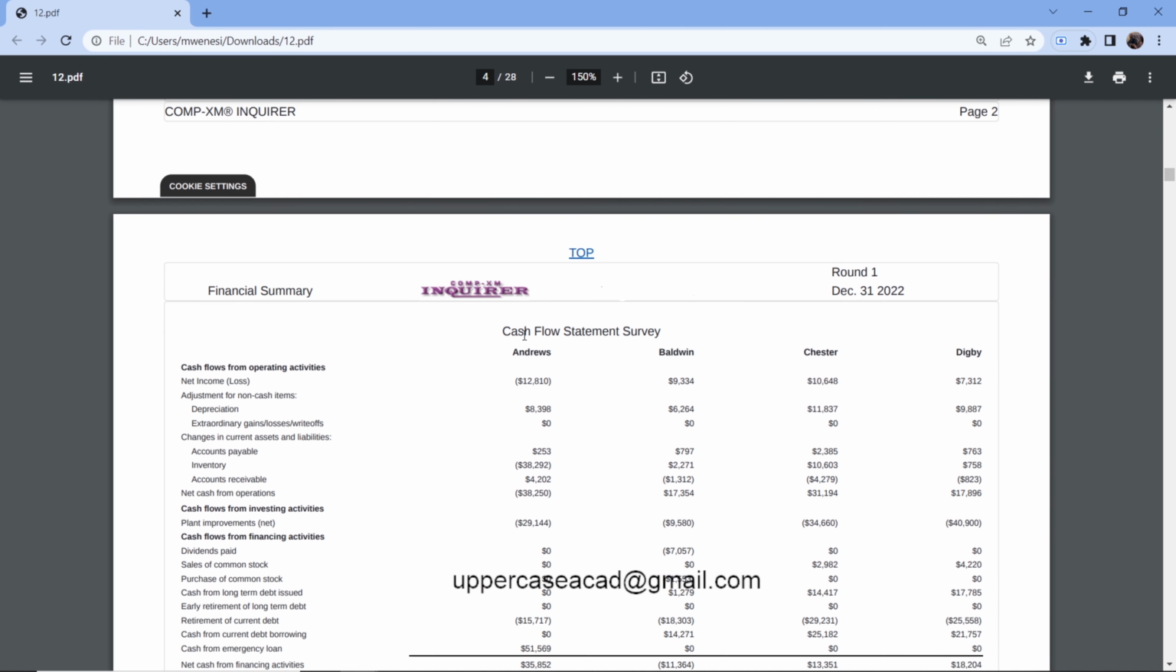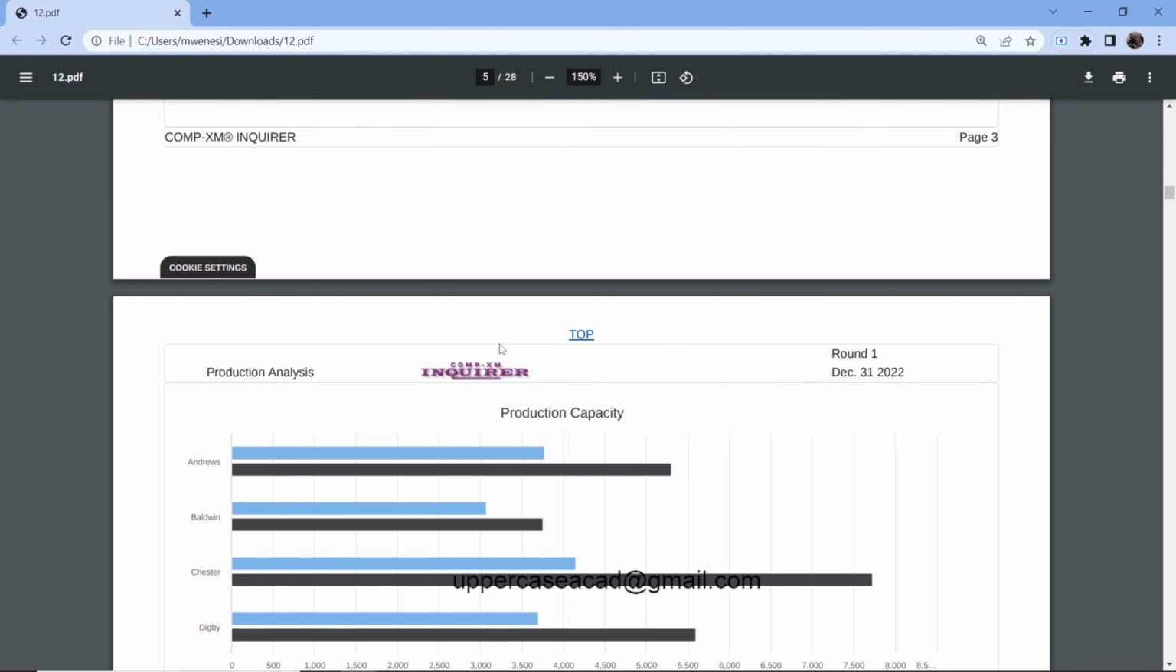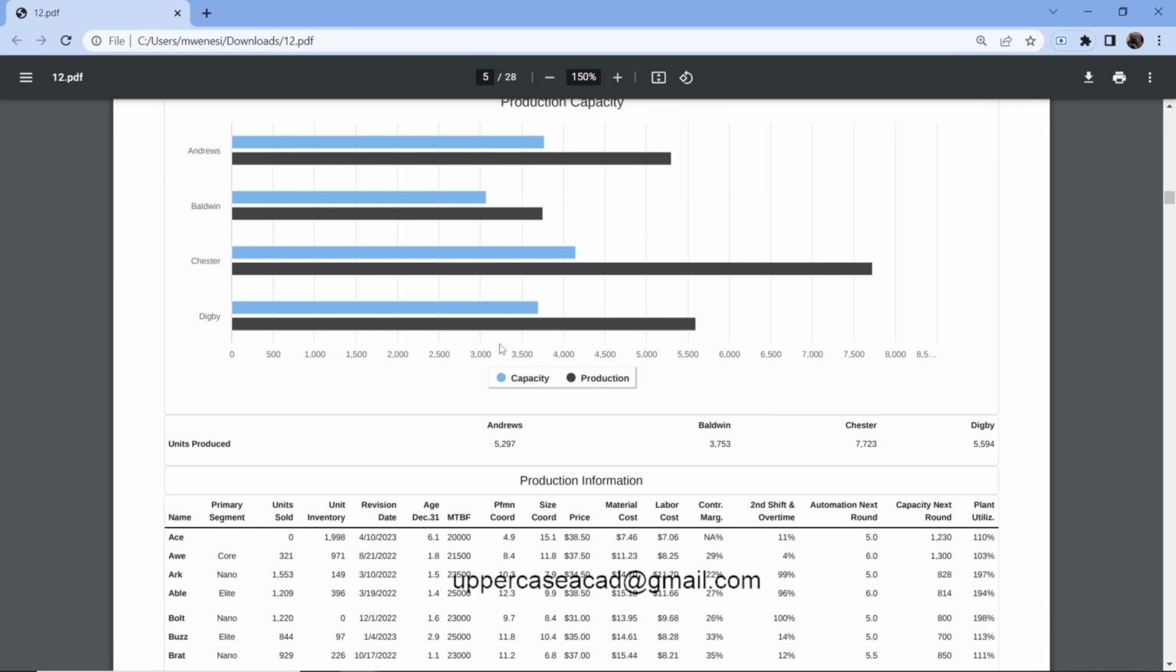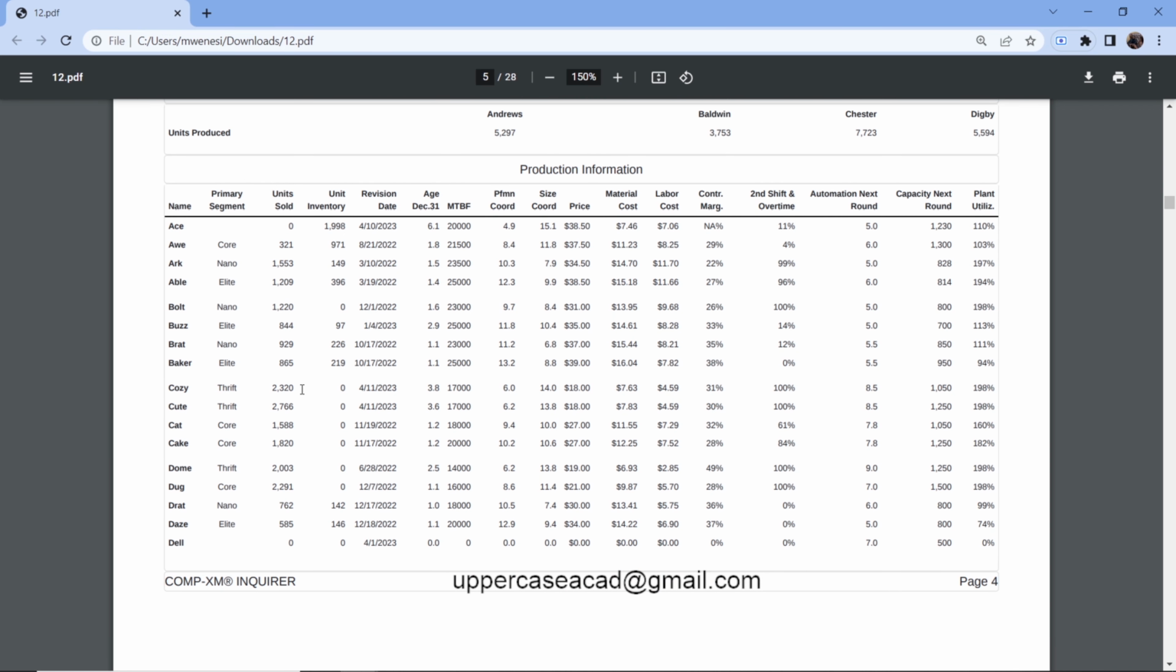Before we look at the cash flow statement survey, let's look at the production analysis. This is where you'll know what happened and why it happened. So we see that they had 4 products. Definitely here was Thrift, then S was Thrift, O Core, then Arc Nano, then Able is Elite.